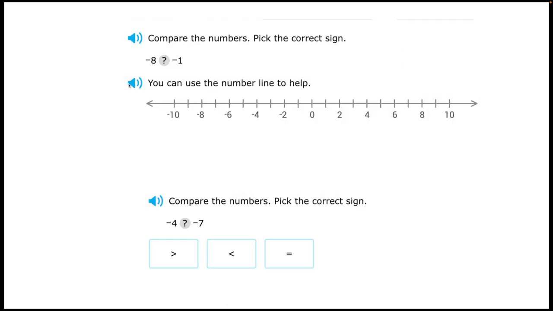Okay, it's time for you to practice what you just learned. Go ahead and pause your video and try these two problems on your own. And when you're ready to check your answers, go ahead and unpause the video.